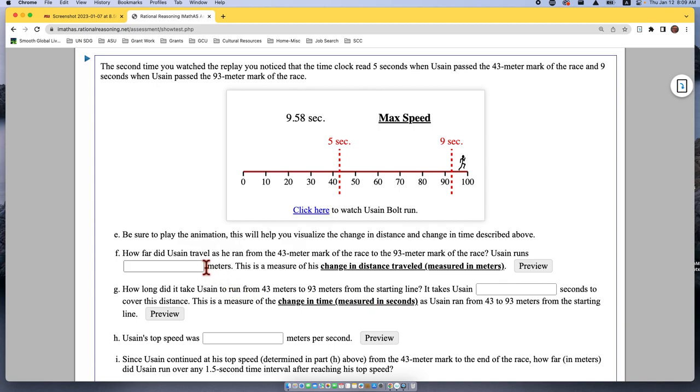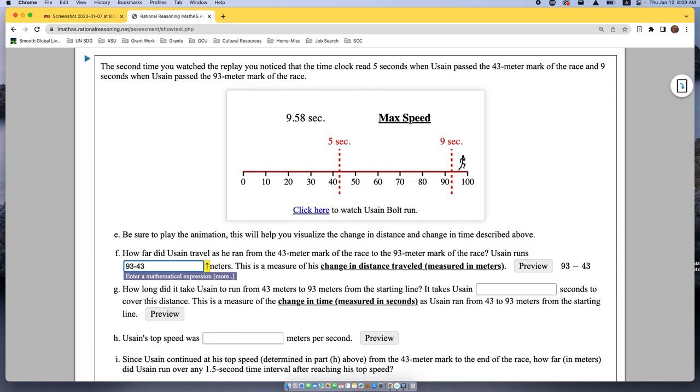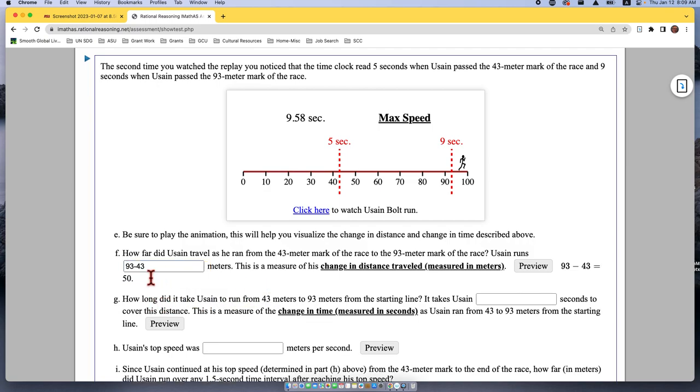So how far did Usain travel as he ran from the 43-meter mark of the race to the 93-meter mark? Well, he must have gone 93 minus 43. This is what I was talking about. It previews it for you, tells you 50 feet. Now I could have just entered 50. But if I enter it this way, when I submit it, it will remember it. So if I go back to review, I remember how I got the answer. It's really cool. Then it will count it as right.